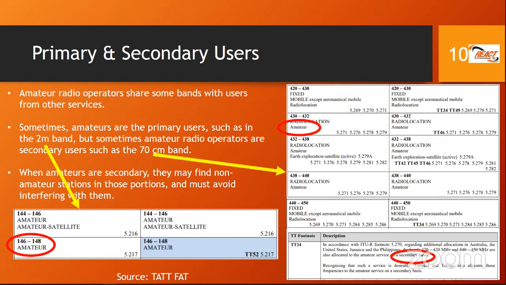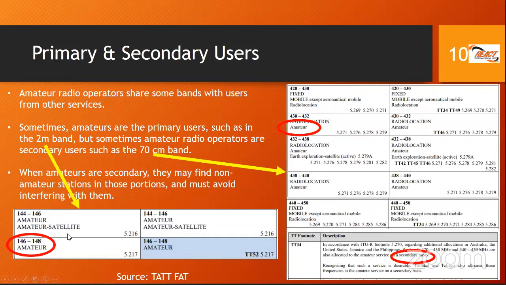However, if you are secondary to a band, that means you have privileges, yes. But if you are secondary, it means that you have to give way basically to the primary users. In other words, you cannot cause interference to them, right? If you go on a band and you know you're secondary as an amateur radio operator and you hear some other traffic, maybe it might be commercial traffic, and they are primary, you have to give way. So these are the points here. Amateur radio operators share some bands with users from other services. Sometimes amateurs are primary users, such as the 2-meter band.